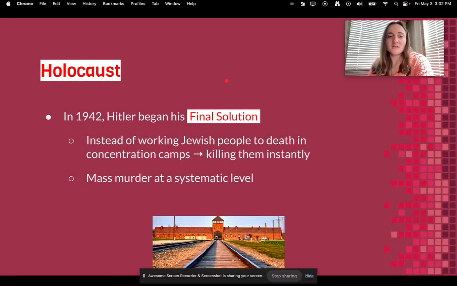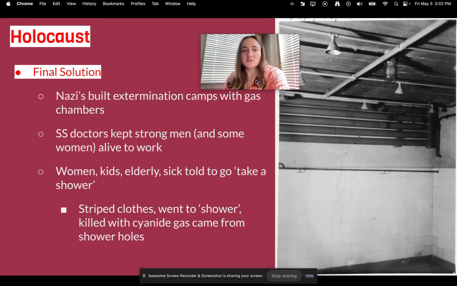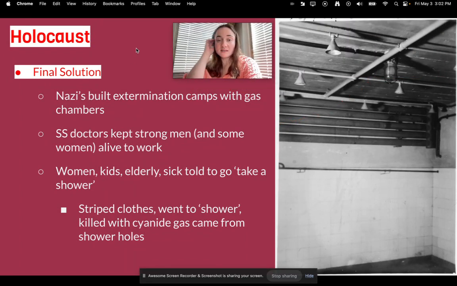So in 1942, Hitler began his Final Solution. So instead of working Jewish people to death in concentration camps, the Nazi regime decided just to kill them off. And that was a mass murder at a systematic level. So a lot of that was because Nazis built extermination camps with gas chambers in them. I'm sure you all learned about that during U.S. history. So the SS doctors kept strong men and some women alive to work at the camp. So not everyone was killed, but mostly everyone was.